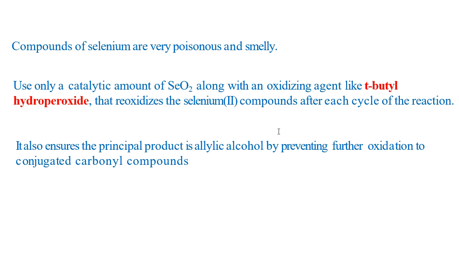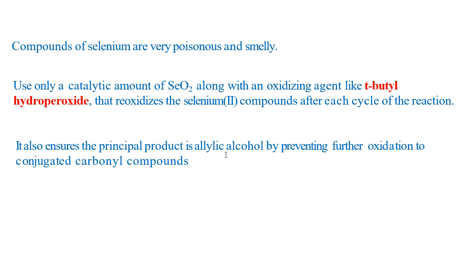Another important use of tertiary butyl hydroperoxide is that it ensures the principal product is allylic alcohol by preventing further oxidation of allylic alcohol to a conjugated carbonyl compound. In presence of tertiary butyl hydroperoxide, allylic alcohol will not oxidize to a conjugated carbonyl compound. So we will get allylic alcohol as the end product.